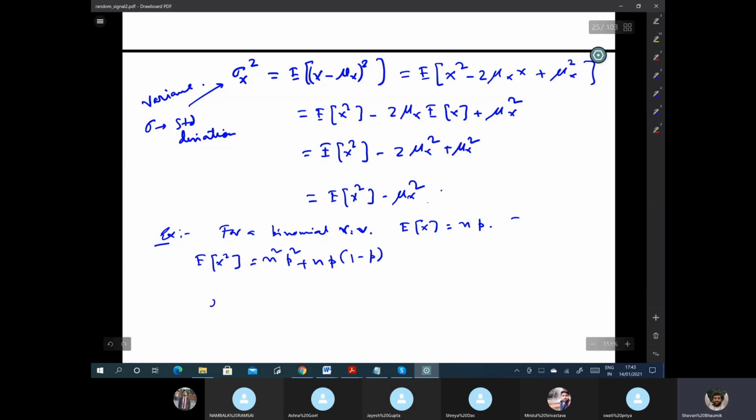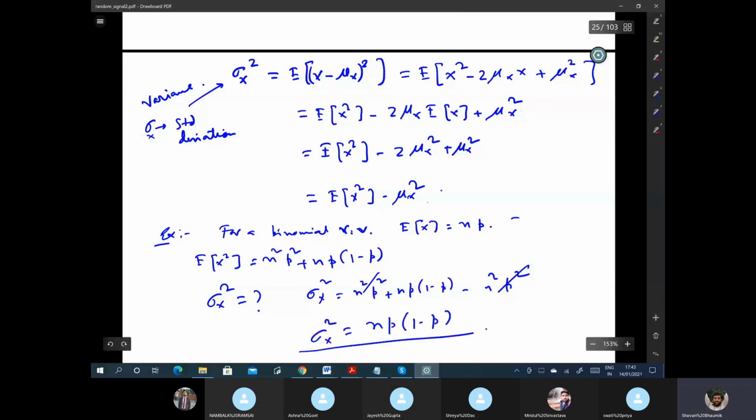So can you tell me what will be the variance? Very quick. np into 1 minus p. Yes. So how do we get it? Very simple. Sigma x square will be equal to n square p square plus np into 1 minus p minus n square p square, right? These two will cancel. It will be np into 1 minus p. That is sigma x square, right?